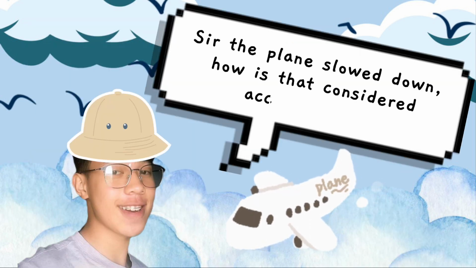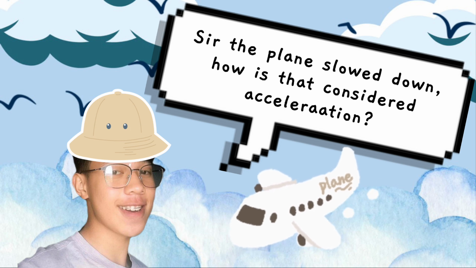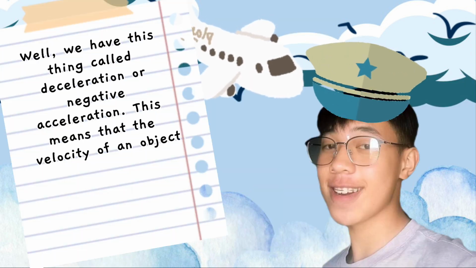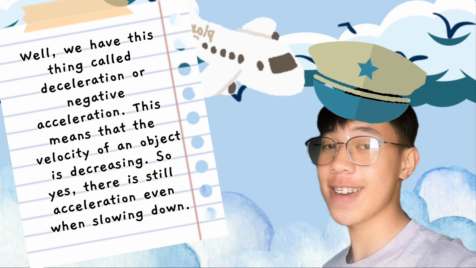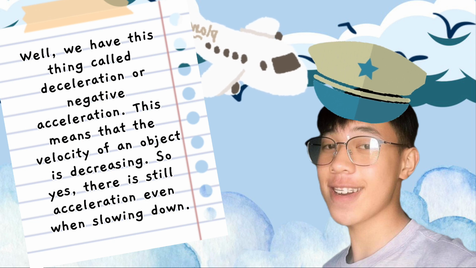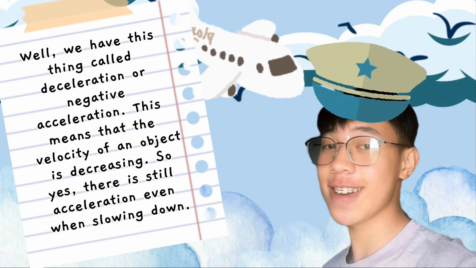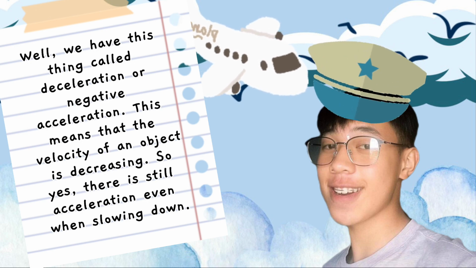Sir, the plane slowed down. How is that even considered acceleration? Well, we have this thing called deceleration or negative acceleration. This means that the velocity of an object is decreasing. So yes, I therefore conclude that there is still acceleration even when you are slowing down.